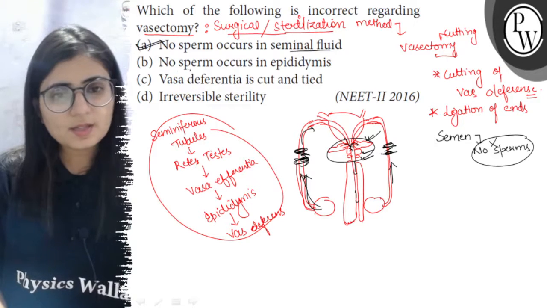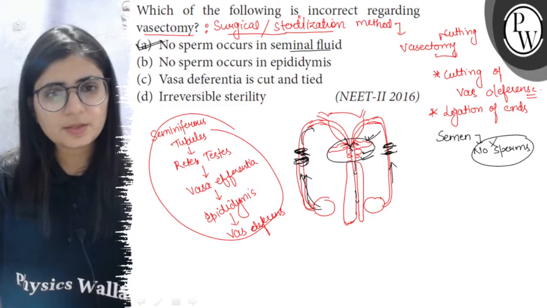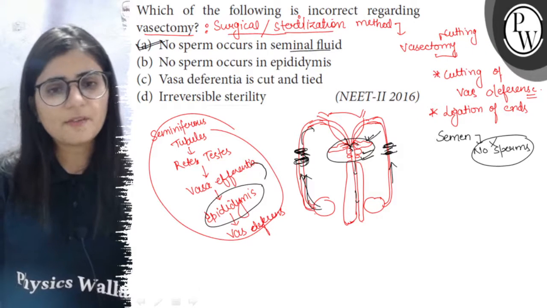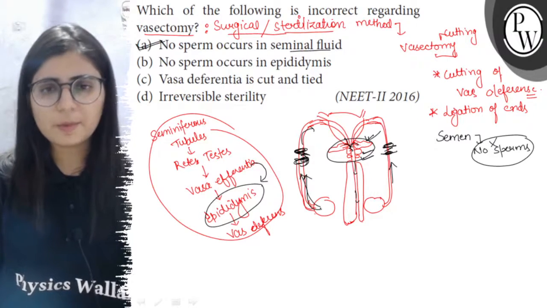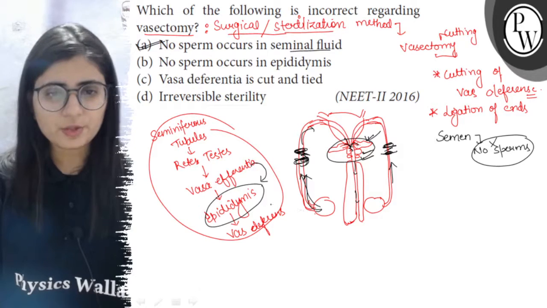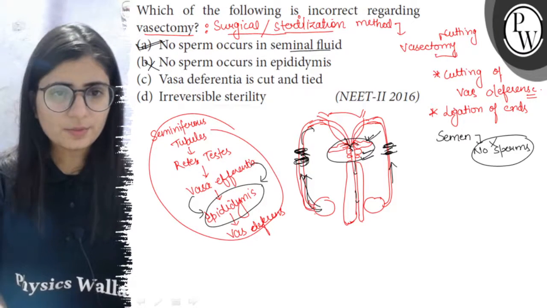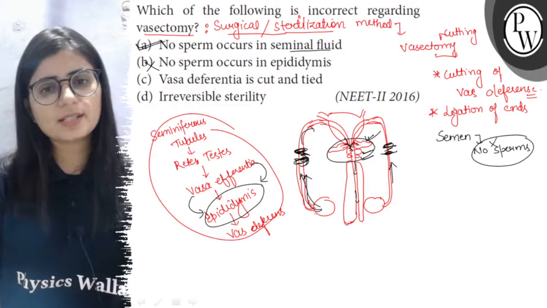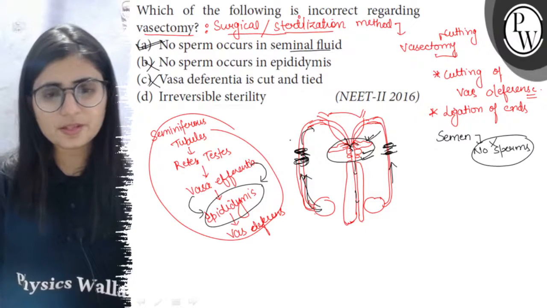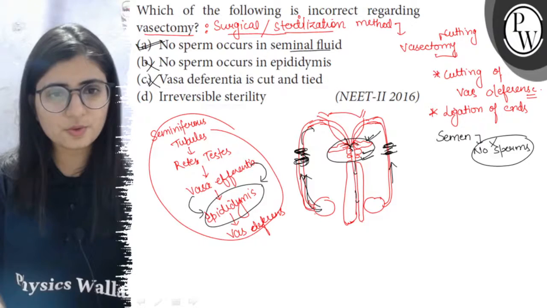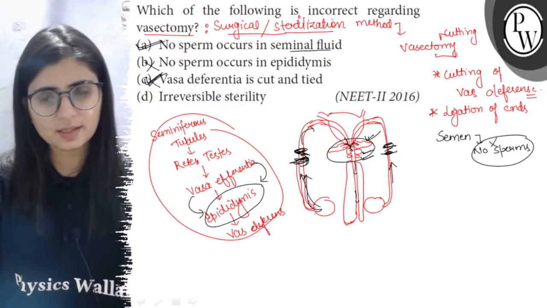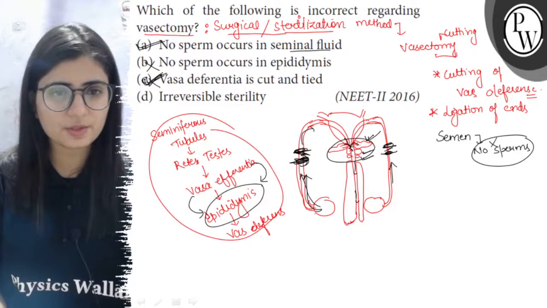The second is no sperms occur in epididymis. So this is not true because in epididymis from vasa efferentia sperms, because sperm formation is there in the testis, so these sperms will enter the epididymis. So this is not true. Then vasa deferentia is cut and tied. So this is true because vasa deferentia is cut here and the ends are ligated. So this is also true.